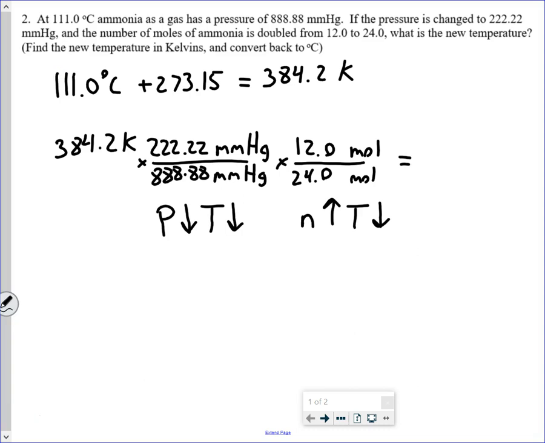So we're going to take the 384.2 Kelvin, multiply it by the 222, divide it by the 888, multiply by 12, divide by 24, and I'm getting a final Kelvin temperature with 3 sig figs equal to 48.0 Kelvin.